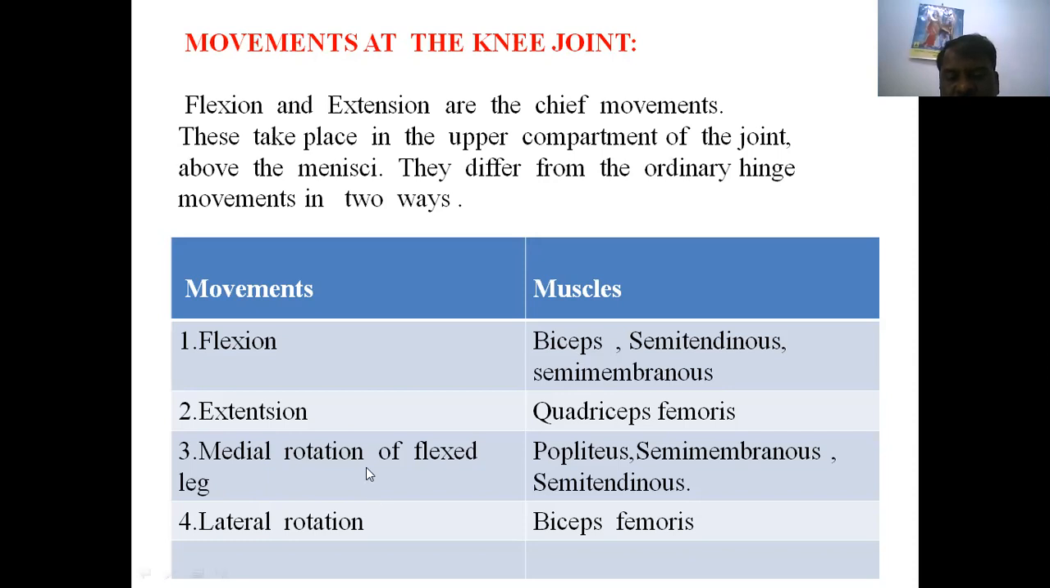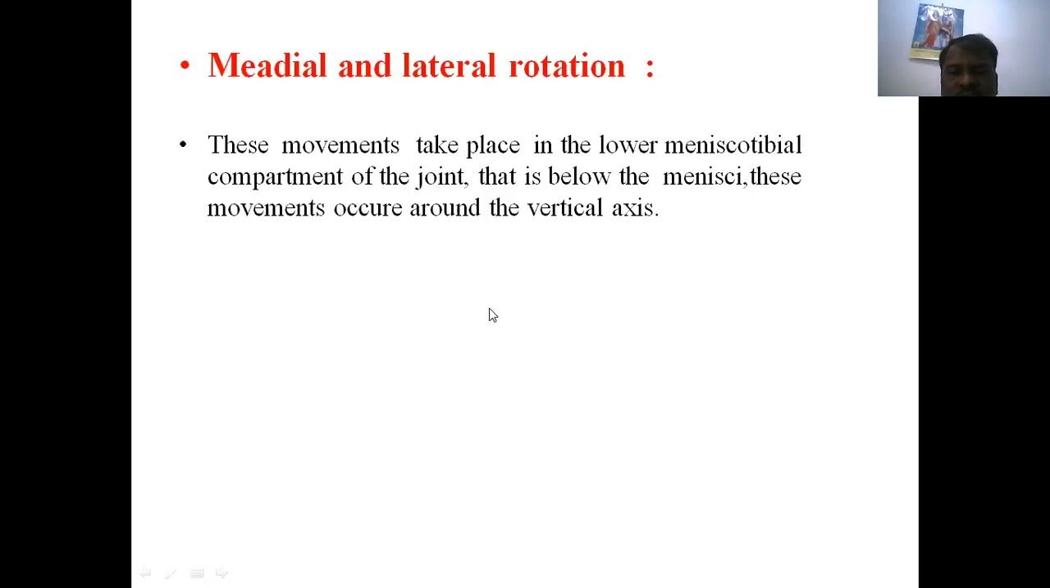Next, medial rotation is by the popliteus, semimembranosus and semitendinosus muscles. These make medial rotation of the knee joint, whereas lateral rotation is by the biceps femoris muscle. These are the muscles involved in movements of the knee joint. The medial and lateral rotation movements take place in the lower meniscotibial compartment of the joint, where the meniscus articulates with the tibial superior articular surface.